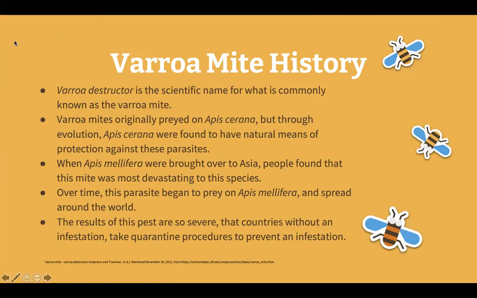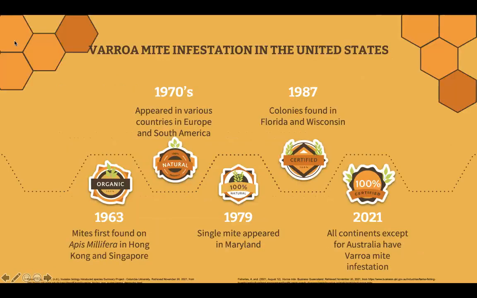The Varroa destructor is the scientific name for what is commonly known as the varroa mite. Varroa mites originally preyed on Apis cerana, but through evolution, Apis cerana were found to have natural means of protection against these parasites. When Apis mellifera were brought over to Asia, people found that this mite was most devastating to this species. Over time, this parasite began to prey on Apis mellifera and spread around the world. The results of this pest are so severe that countries without an infestation take quarantine procedures to prevent one.